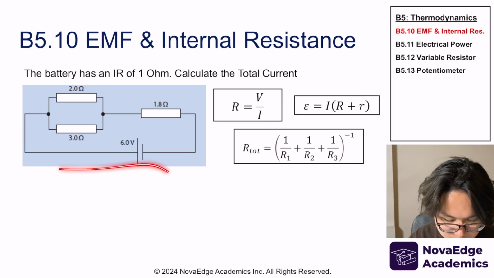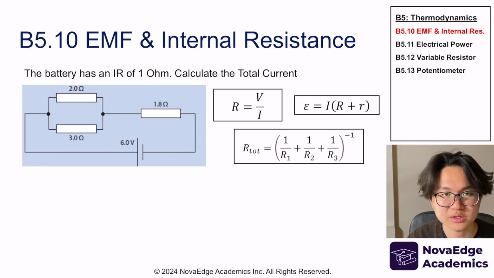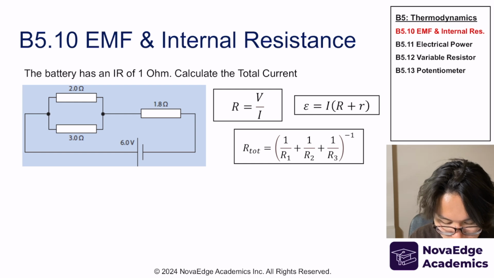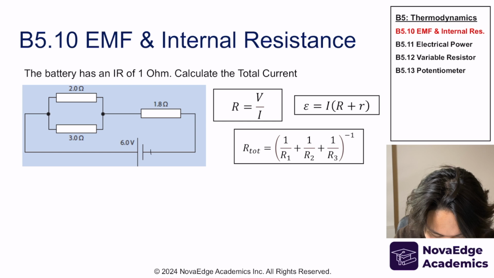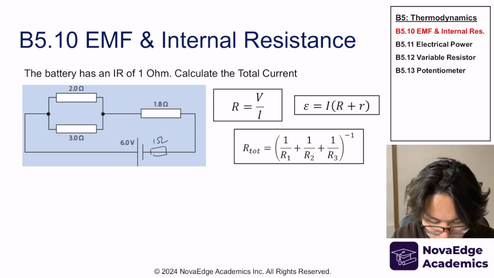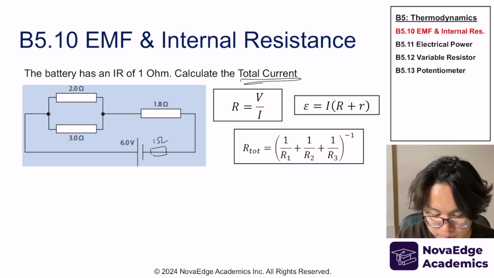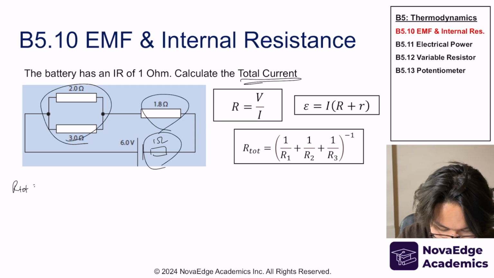We've already done this before, in the last video. If you haven't checked that out, we're just adding an internal resistor of 1 ohm. So what change does it bring to the entire thing? You just add another 1 ohm resistor in the circuit. Let's calculate the total current. To find the total current, we always find the total resistance. So the total resistance is going to be equal to this plus this plus this. This is just 1 over 2 plus 1 over 3, inverse.